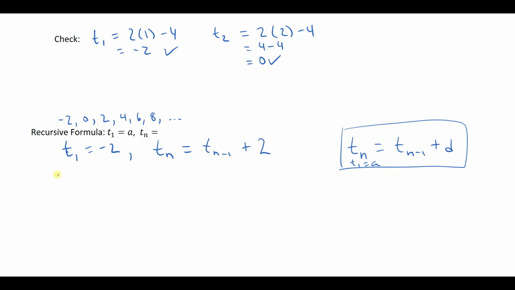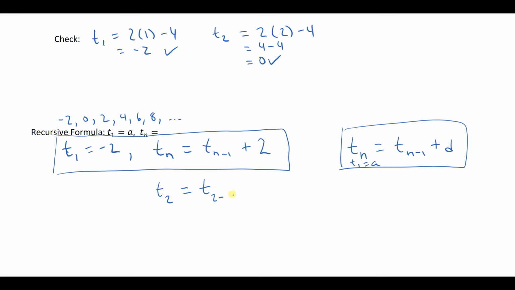Okay, so we found the recursive formula here. We could double check by subbing some values in. If I sub in a value, say I try to find T2, that might be an easier way to make sense of it, then that means I have T2 minus 1 plus 2. So that means T2 minus 1 is actually T1. T1 is negative 2. If I add 2, I get 0. So this was just a quick check to make sure it works. Great.